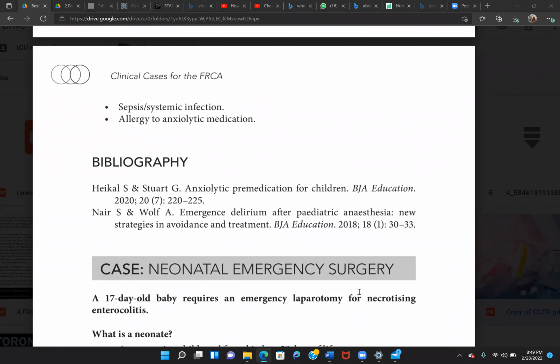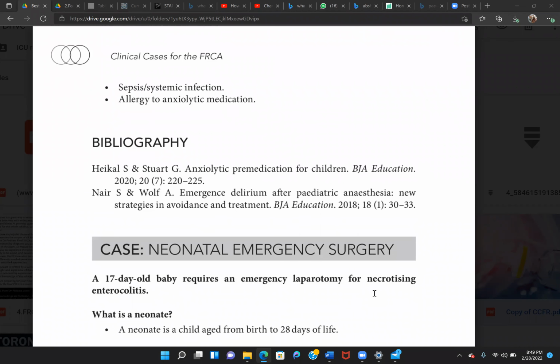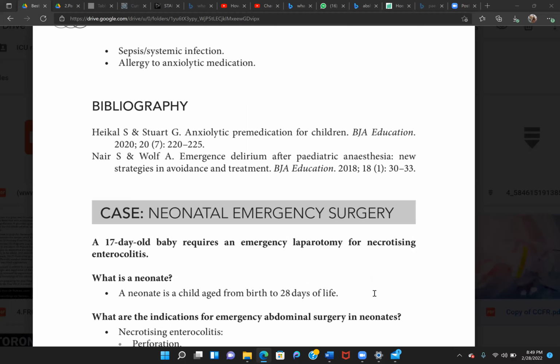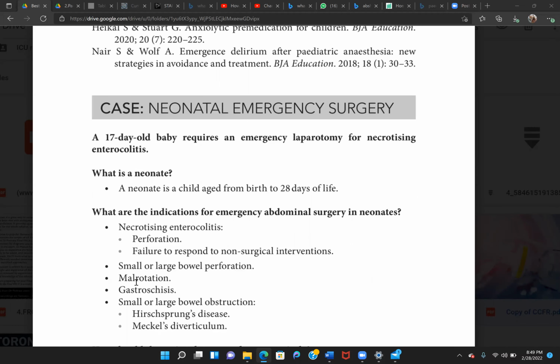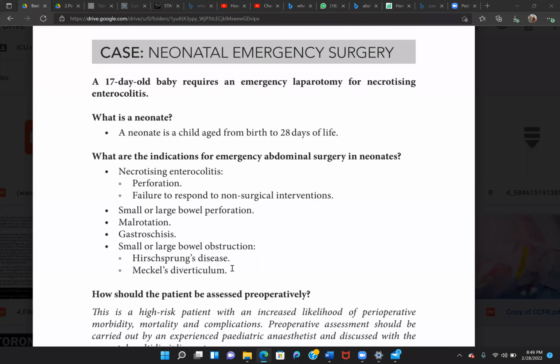Sir, diaphragmatic hernia. Diaphragmatic hernia is usually done after optimization, so it is not an emergency surgery. It is never an emergency. The surgical emergencies are biliary atresia, pyloric stenosis, perforation, obstructed hernia. These are usually emergency abdominal surgeries, like intestinal obstruction because of volvulus.